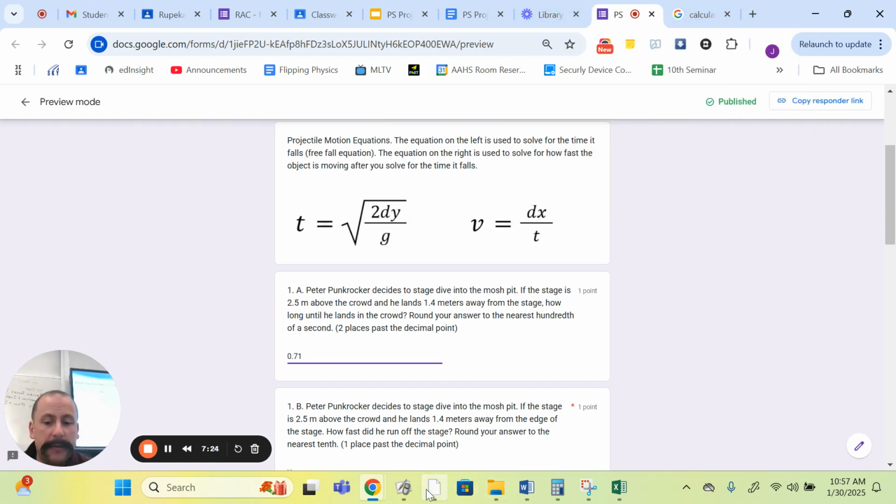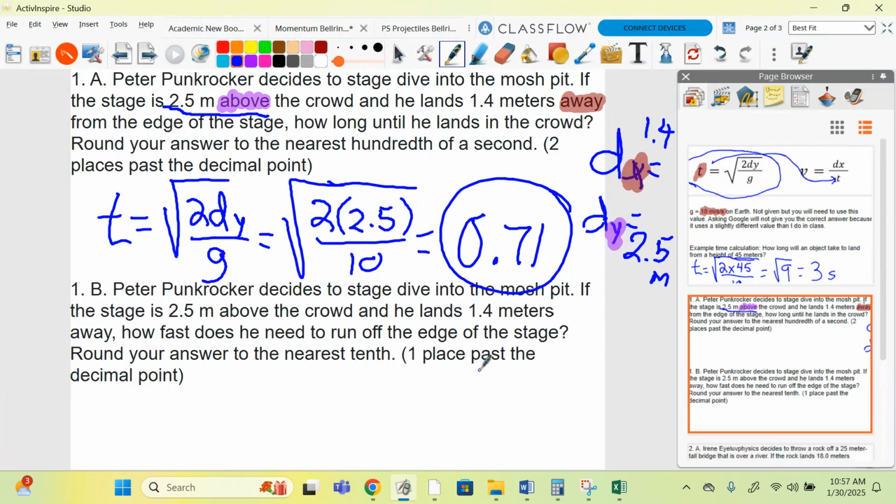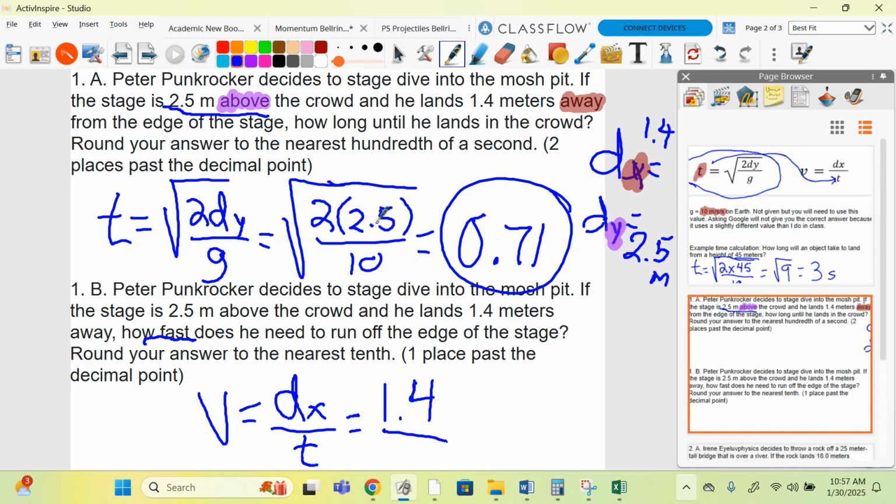Once I have the time that it falls, that is also the time that it's going to be moving forward. To find out how fast the object's moving, v equals dx divided by t. The dx I identified as 1.4. Please be careful you do not use the 2.5. 2.5 was my vertical distance. I want the horizontal to find out how fast it needs to be moving.